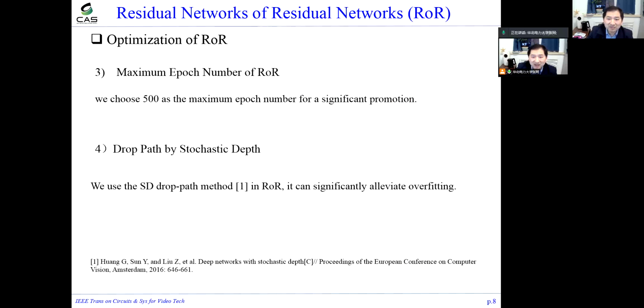Four, overfitting can be a critical problem. Adding extra shortcuts to the original ResNets can cause the overfitting problem to be even more severe. So RoR must employ a method to alleviate the overfitting problem. So we use the stochastic depth drop path method in RoR. It can alleviate the overfitting problem.